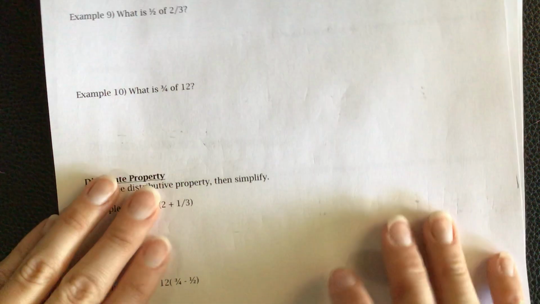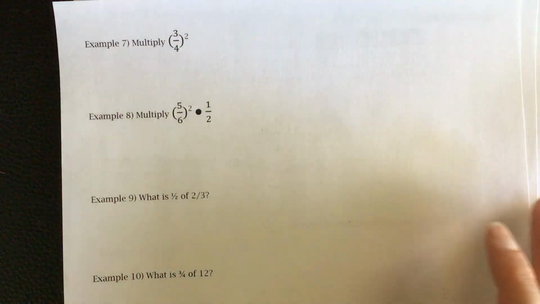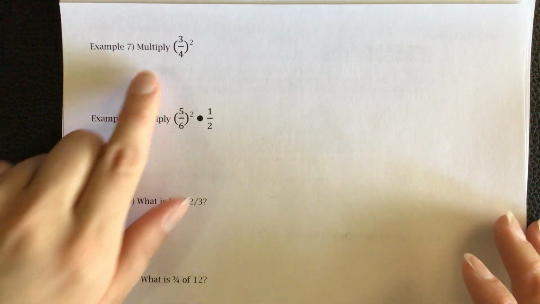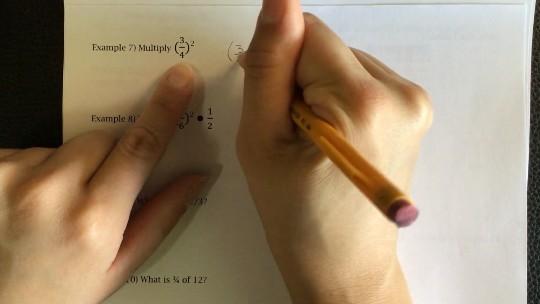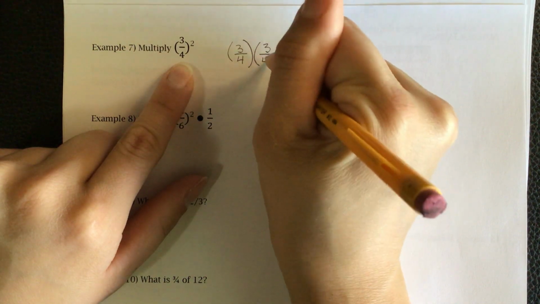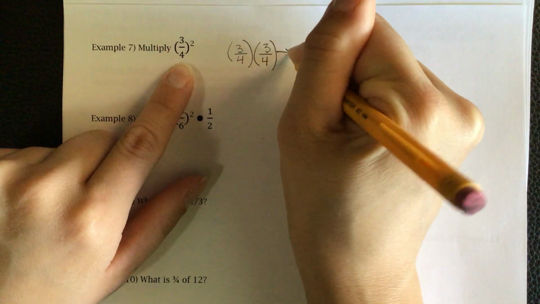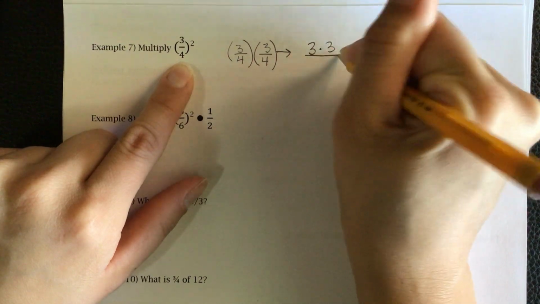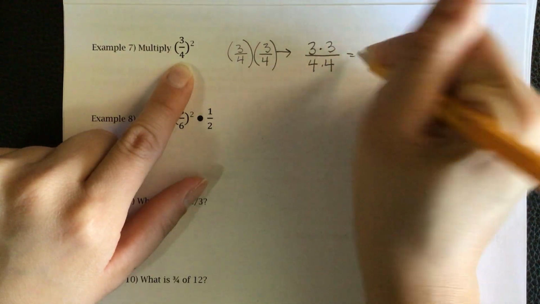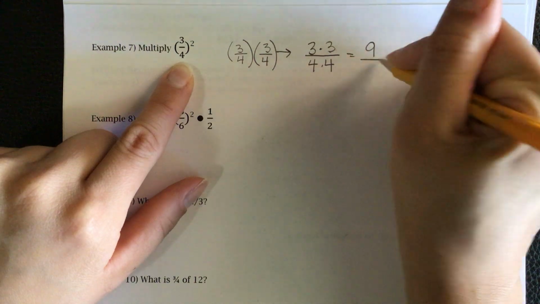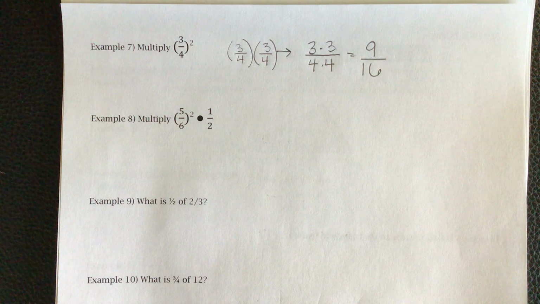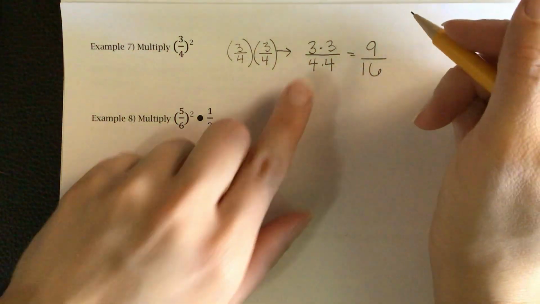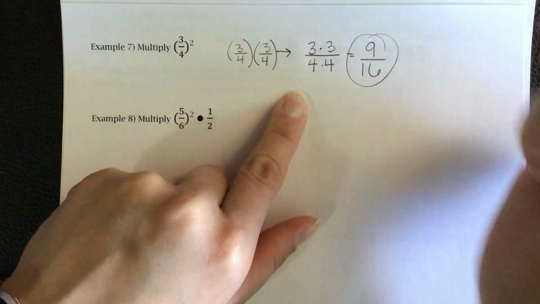Okay. Let's continue. On example 7, we have 3/4 to the second power. 3/4 to the second power is like saying 3 over 4 times 3 over 4, or 3 times 3 over 4 times 4. 3 times 3 is 9, and 4 times 4 is 16. When I look at that, I am simplified because there's nothing I could do to simplify these any further.